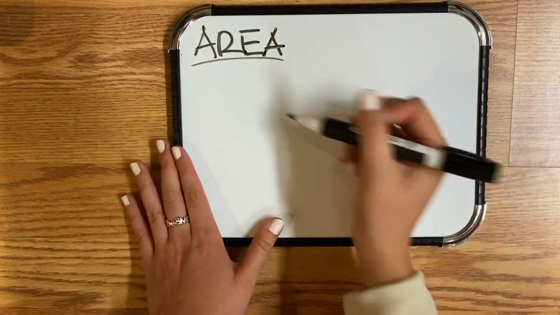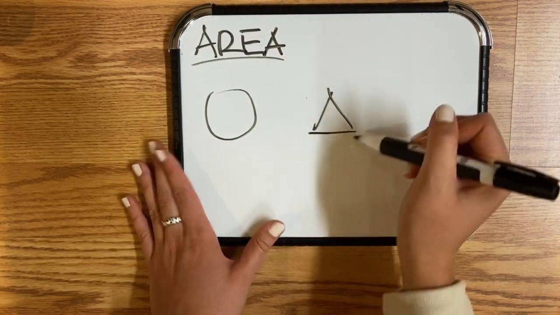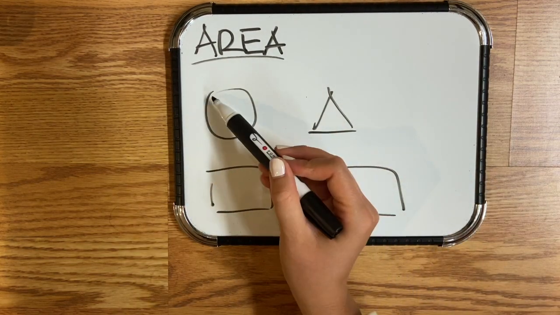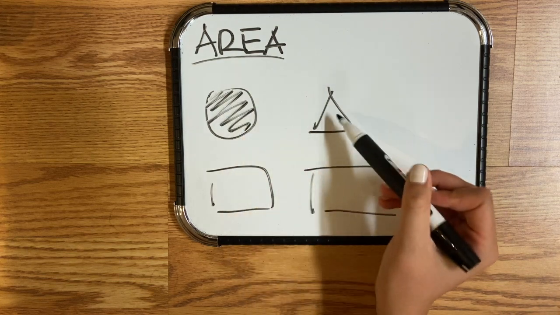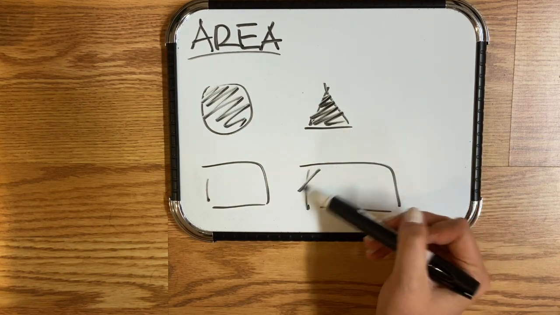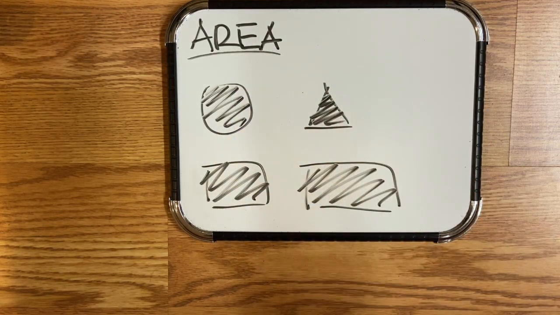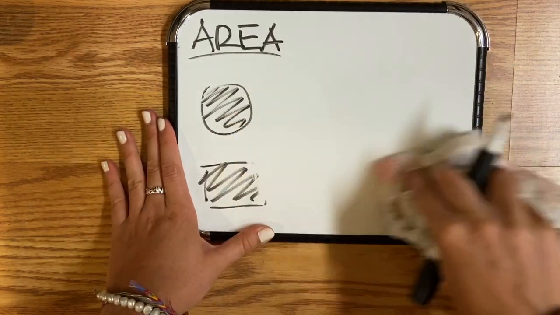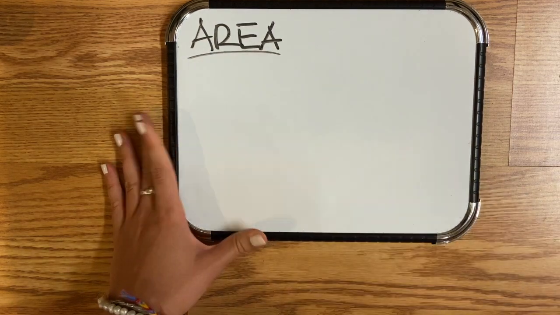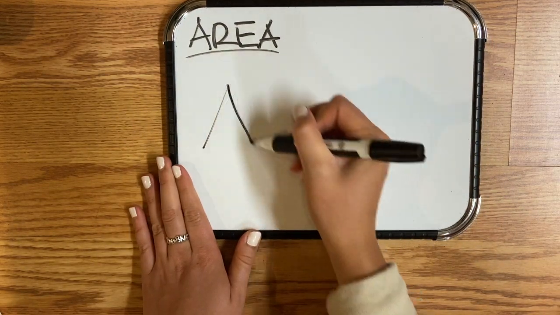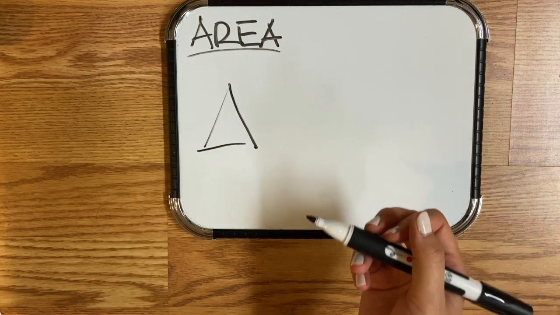Now, area of any shape, whether it's a circle, triangle, square, or rectangle, is just the inside of the shape. How much space is that taking up? That's what we're trying to find out when we talk about area. So let's start with a triangle. How do you find the area of a triangle?